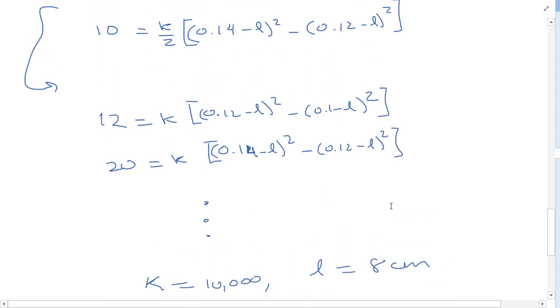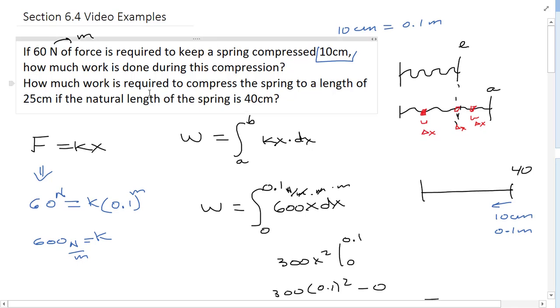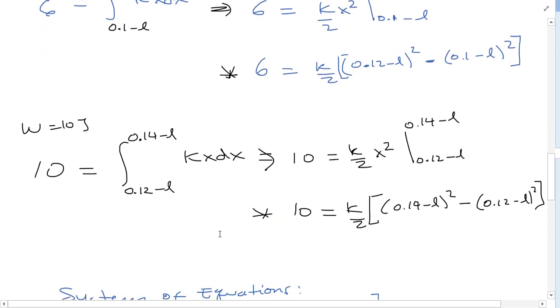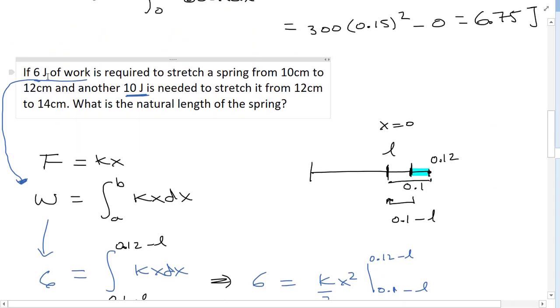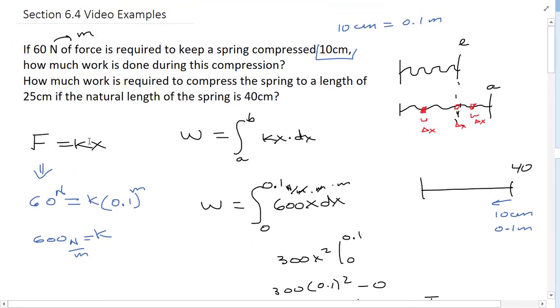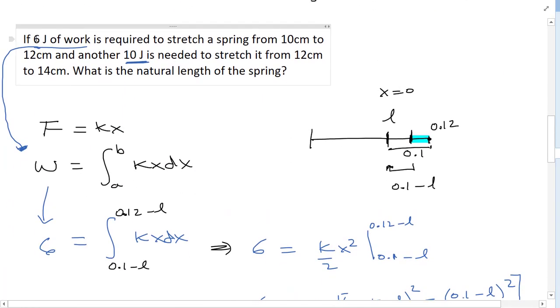So I just wanted to illustrate a couple more examples of what the difference is when you're given the force and how you find your k just by plugging in force equals kx, and when you're given the work instead of the force. When you're given the force, you just plug it into F equals kx to get your k. But when you're given the work, you have to plug in 6 into the integral from a to b of kx dx. So pay attention: are you given the force or are you given the work? Because that's going to dictate which equation you use.